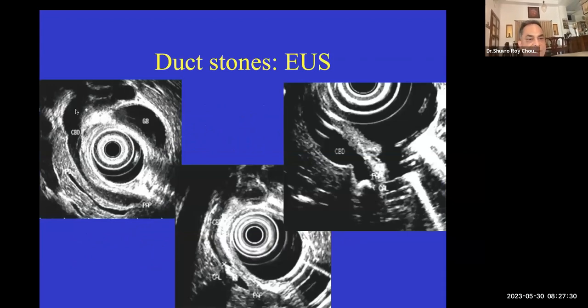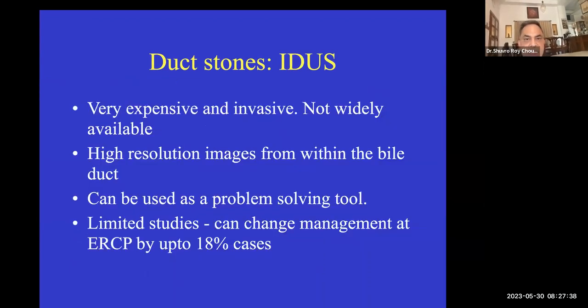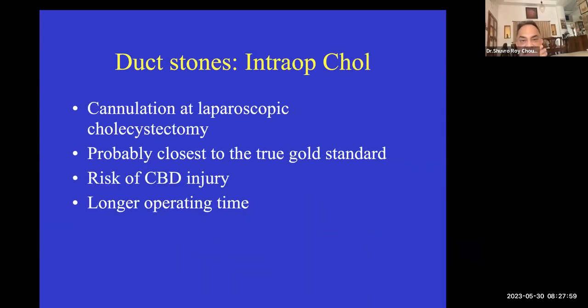So here is a picture of the CBD. CBD with a stone. Can you see the stone? Intraductal ultrasound is very expensive, invasive, not widely available. It is now available because we have got SpyGlass. Very high resolution images from within the bile duct. It can be used as a problem-solving tool, and it can change management because you can see things that you cannot identify with other modalities.